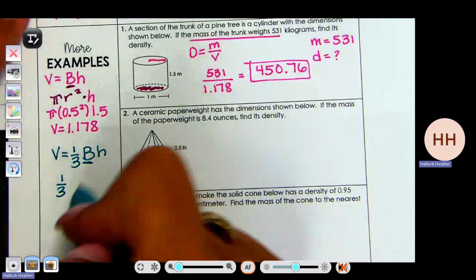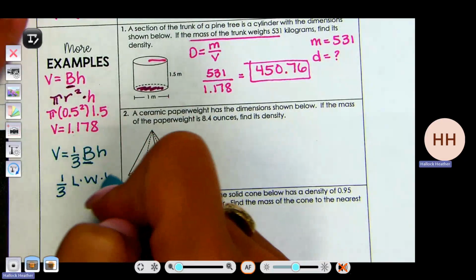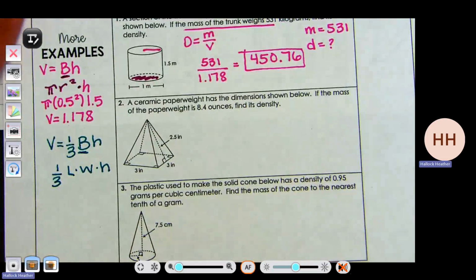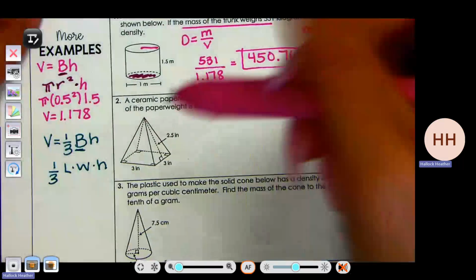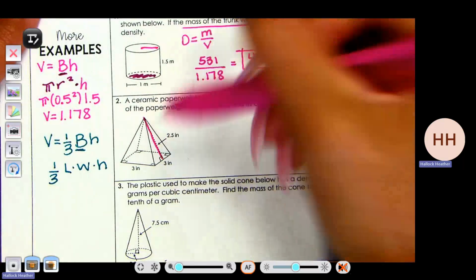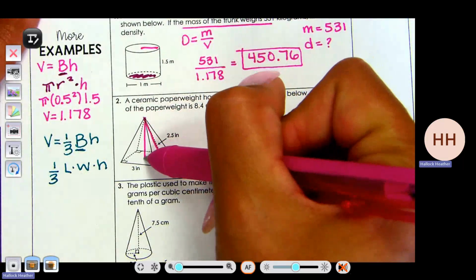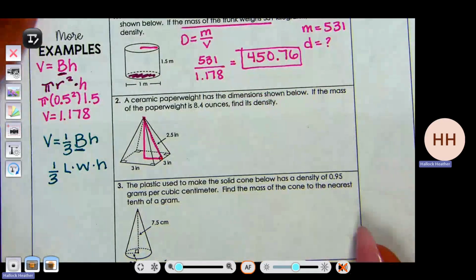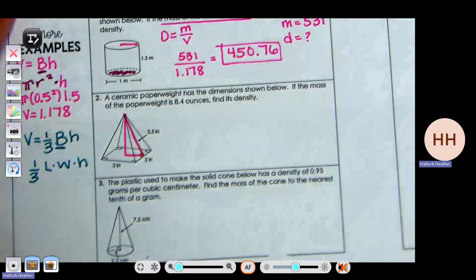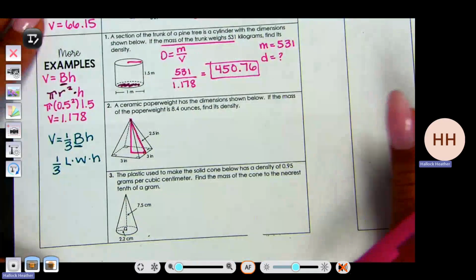Length times height times width. Length times width times height. Okay. So the problem is, like Hayden said, your height is not 2.5. You need to find the actual height using Pythagoras. Okay. We're not going to be doing the problems to the right.